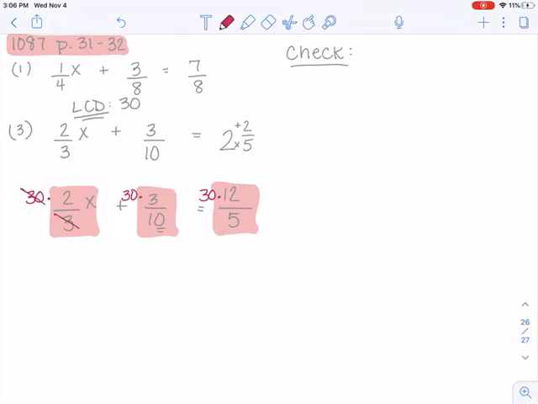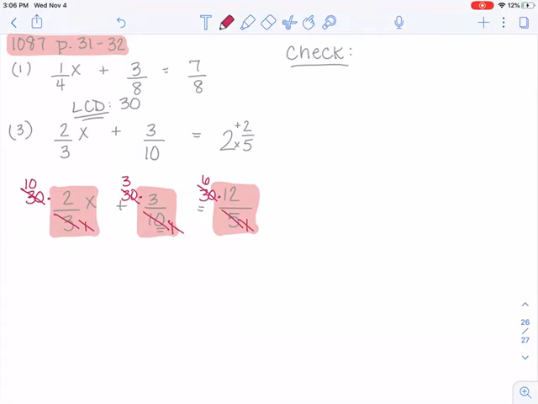Notice that we can simplify here. 3 goes into 3 one time. 3 goes into 30 10 times. 10 goes into 10 one time. 10 goes into 30 3 times. 5 goes into 5 one time. 5 goes into 30 6 times. All right. So notice how all of our denominators are 1. That means we were able to just get rid of all of our denominators.